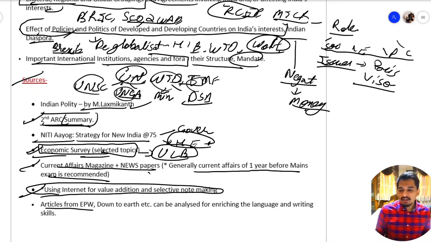Then articles from EPW and Down to Earth can be analyzed for enriching language and writing skills. So you can read 1 or 2 articles on weekends from EPW or Down to Earth or Yojana or Kurukshetra. So this more or less concludes our syllabus discussion in brief. In the next video, we'll be discussing the syllabus in more detail. Thank you.